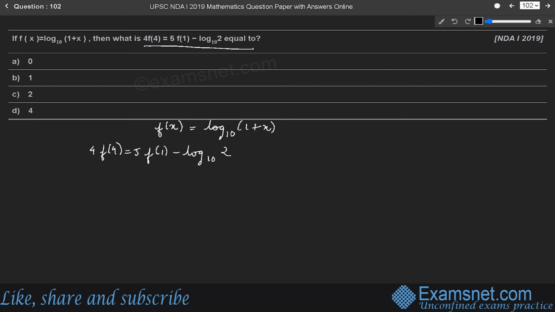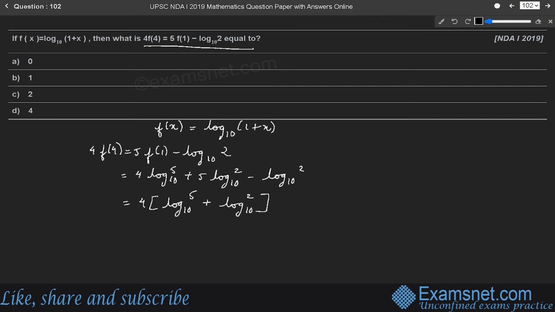So the value for this will be, see, it can be written as 4 log base 10 of 5 plus 5 log base 10 of 2 minus log base 10 of 2. Further, it can be written as 4 log base 10 of 5 plus log base 10 of 2. So it will be 4 into log base 10 of 10. We know that log base 10 of 10 will be 1. So answer will be 4. So the correct value for the given expression is 4. Therefore option number D is the correct option here.